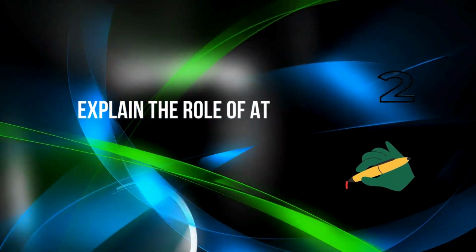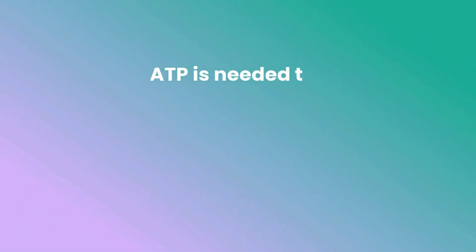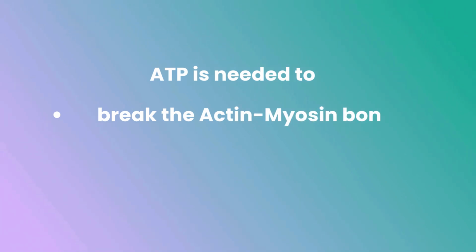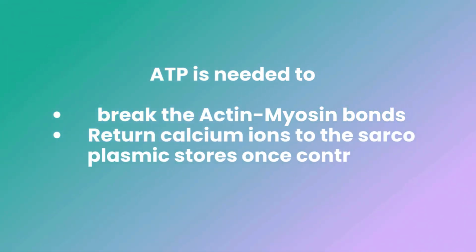Question 2. Explain the role of ATP in muscle contraction. ATP is needed to: 1. Break the actin-myosin bonds. 2. Return calcium ions to the sarcoplasmic stores once contraction ends.